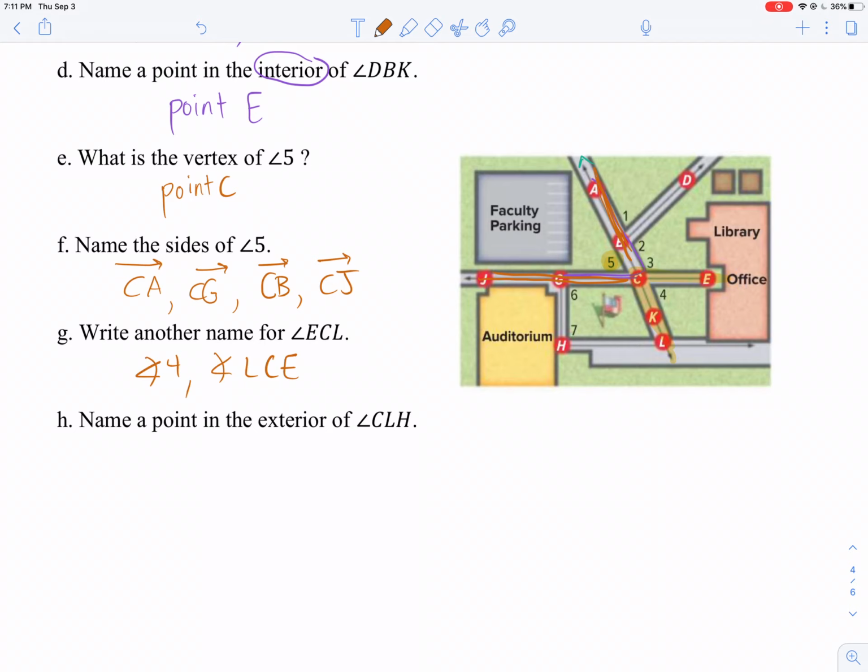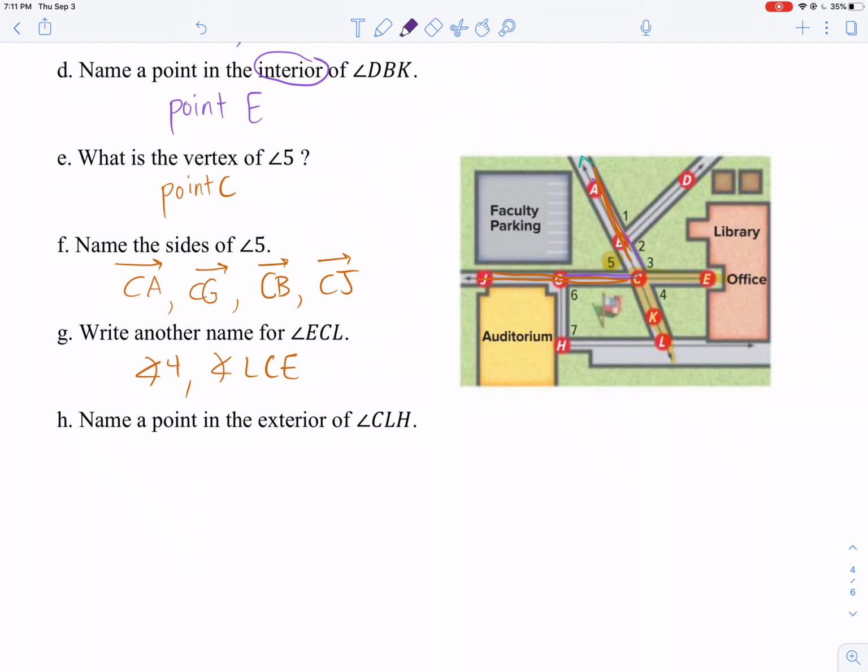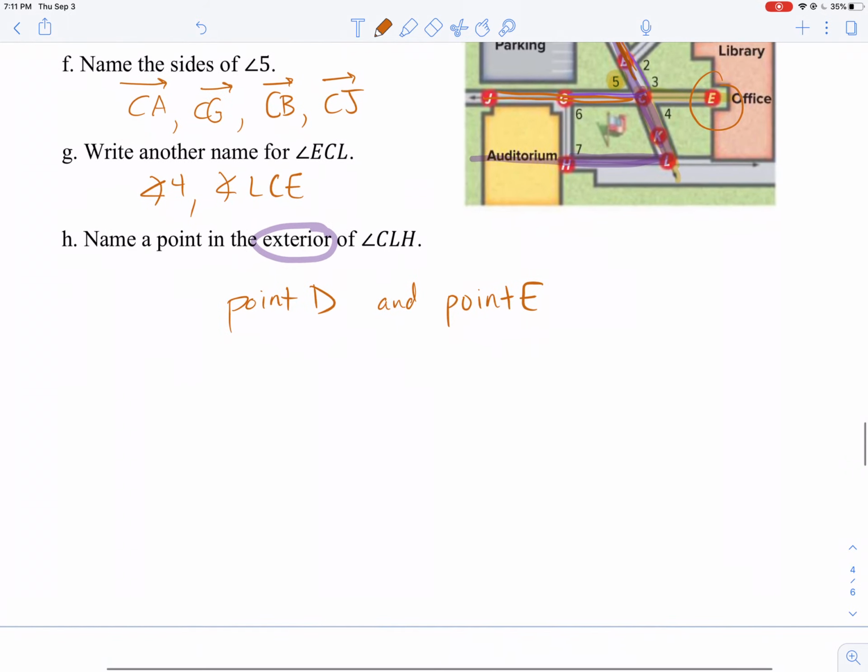And then H, name a point on the interior of CLH. CLH. Did I do that right? CLH. Oh, excuse me, exterior. So a point on the exterior. So if we continued this guy and he went all the way up here, I could say either this point or this point. So I could say point D and point E. In this case, I only asked you for one, so either one would work.